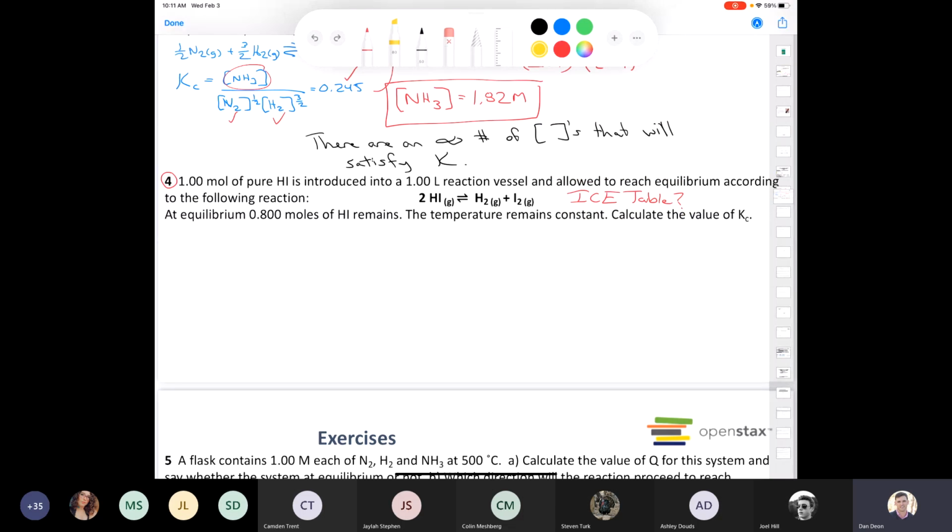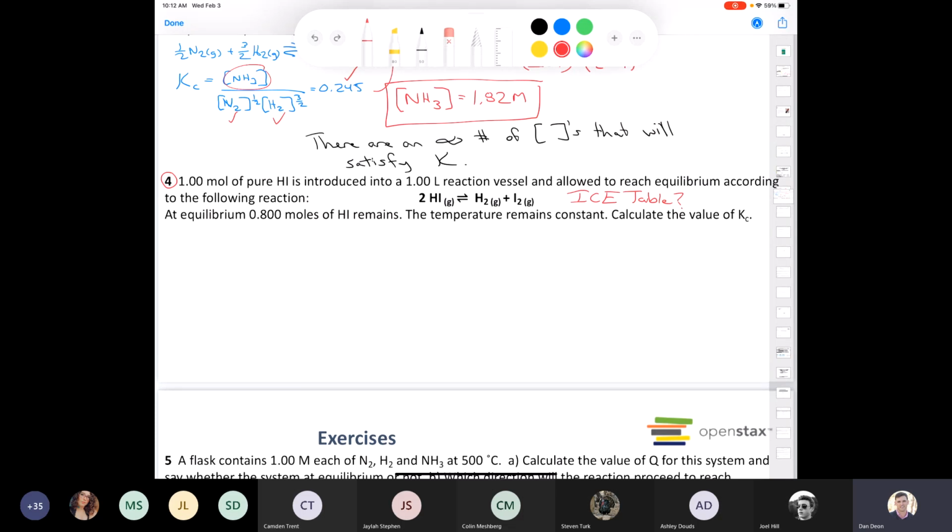It says 1.00 mole of pure HI is introduced into a 1 liter reaction vessel and allowed to reach equilibrium according to the following reaction. Here's the beautiful reaction right here. They give you a balanced equation, so we don't have to worry about that. At equilibrium, 0.800 moles of HI remains. The temperature remains constant. Calculate the value of Kc.